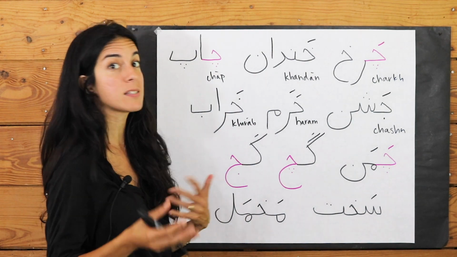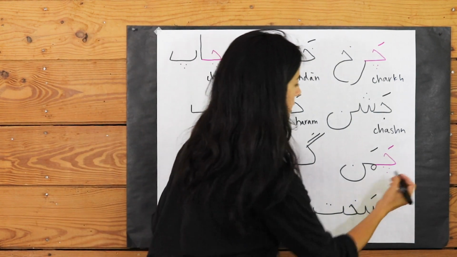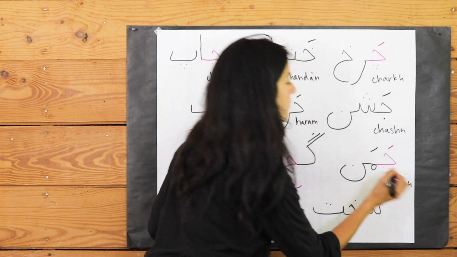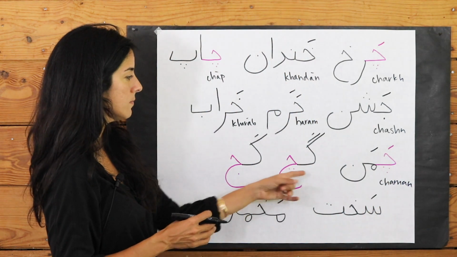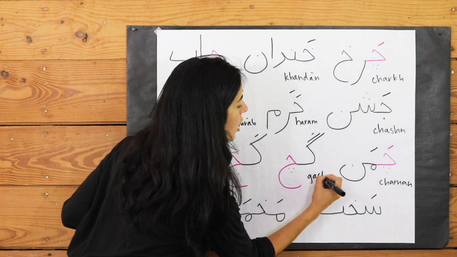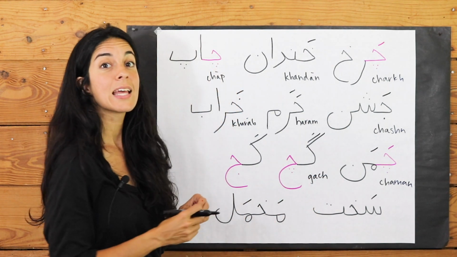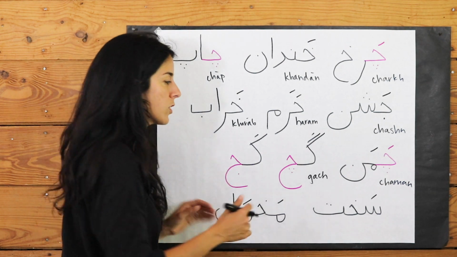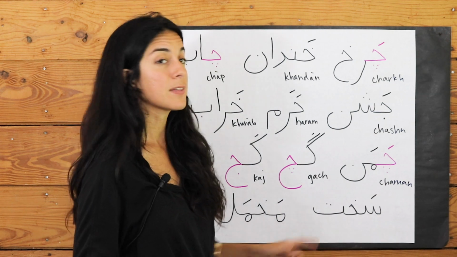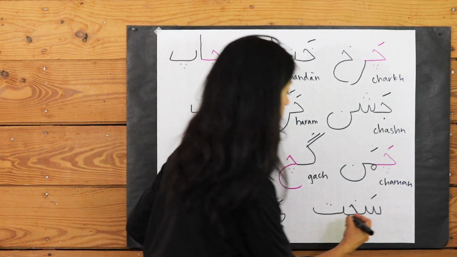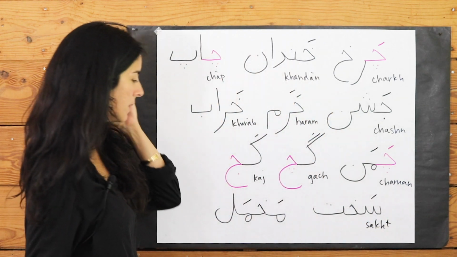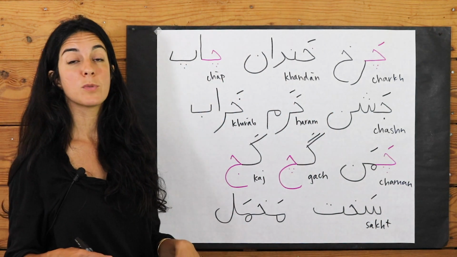Then we have kharab, which means messed up, ruined. Then chaman. It's grass. Gach. It's chalk. And kaj is cricket. Then we have sacht, which means difficult. And finally, machmal, which is velvet.